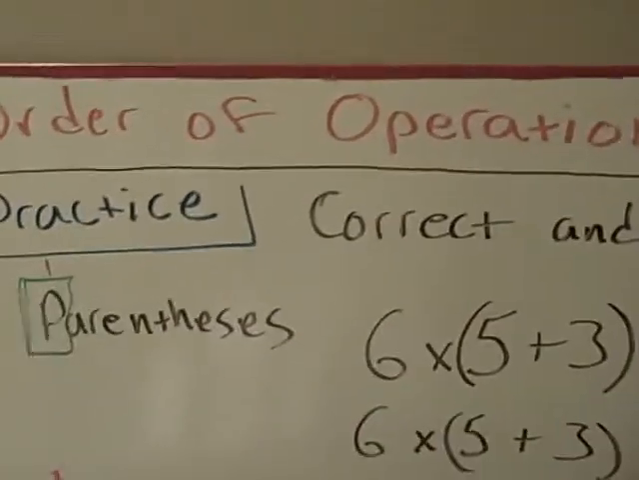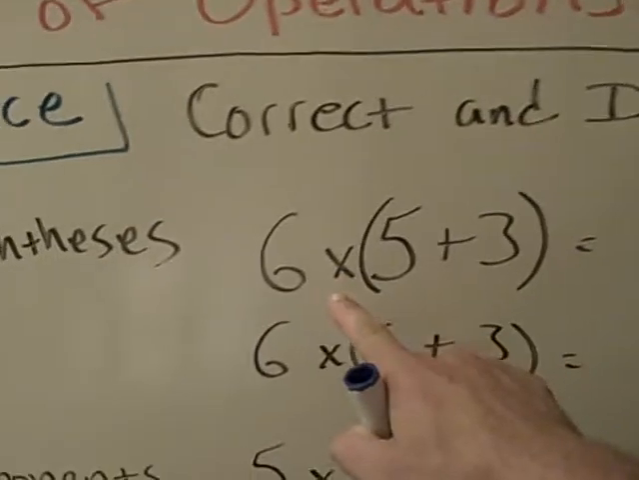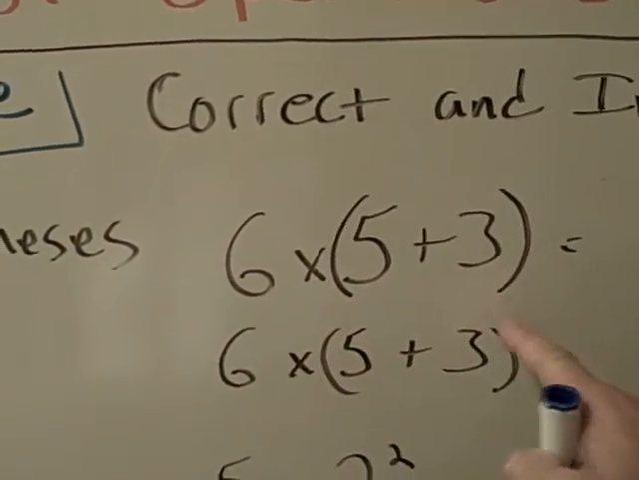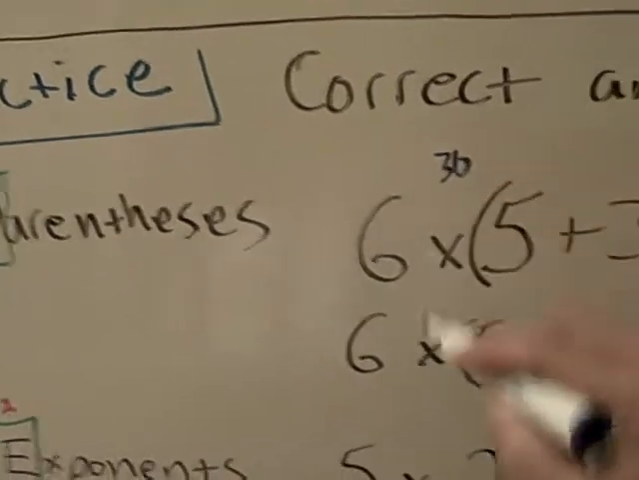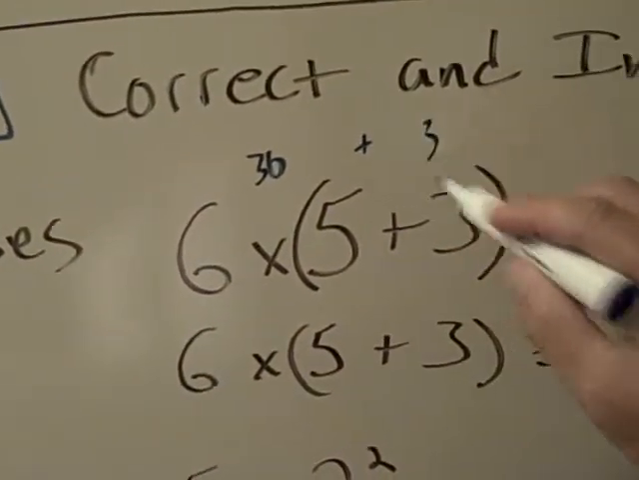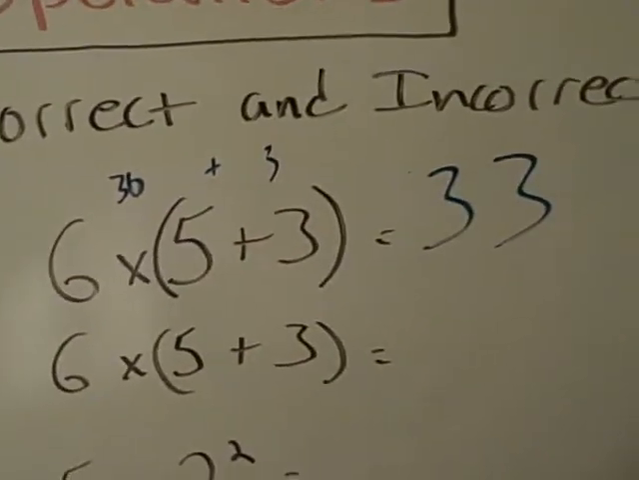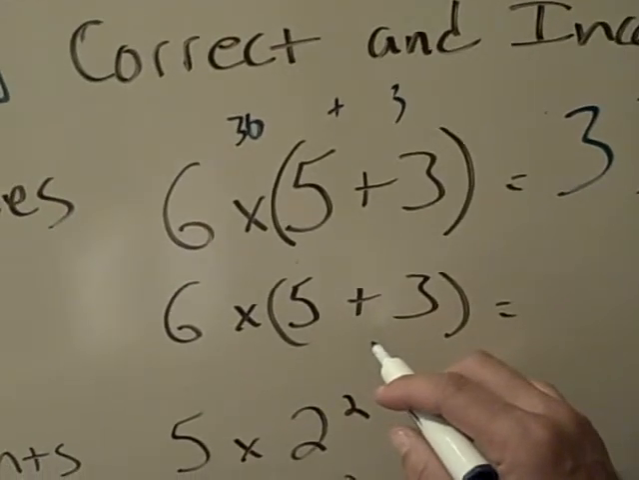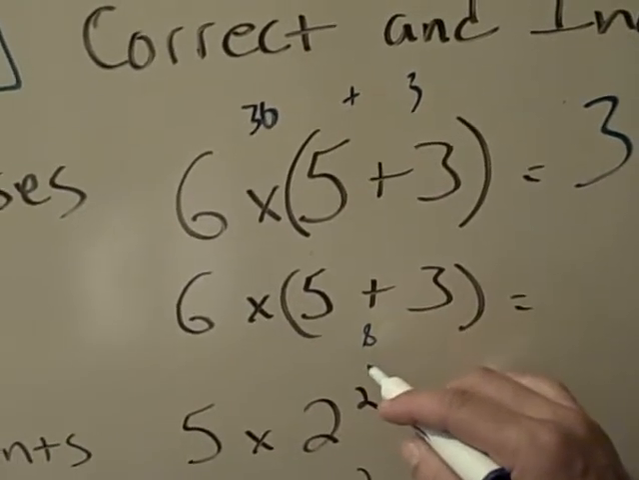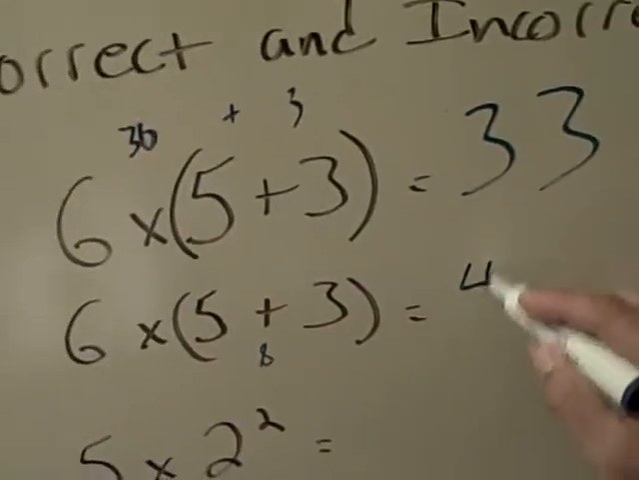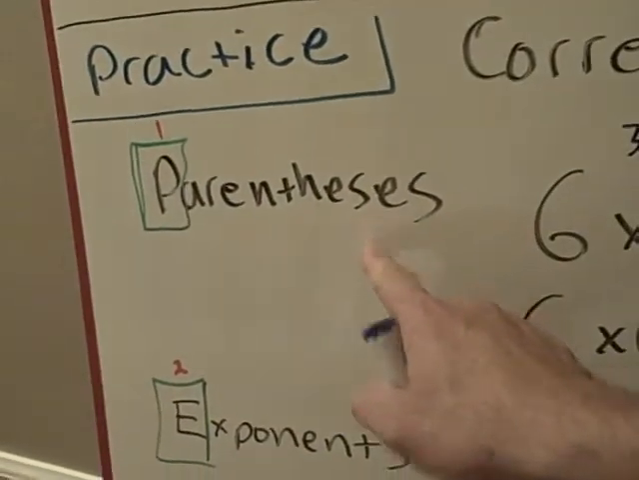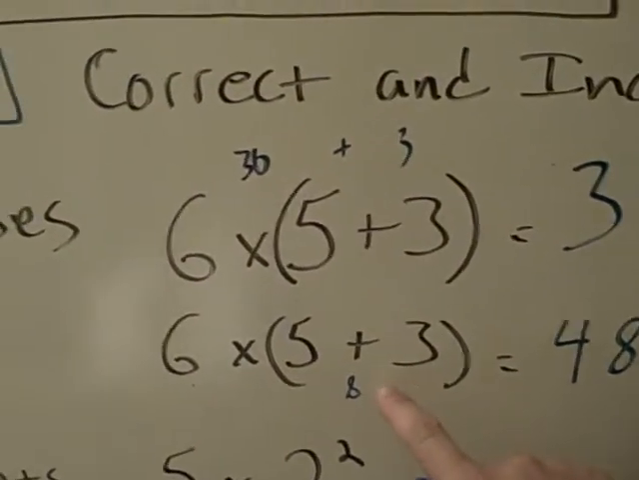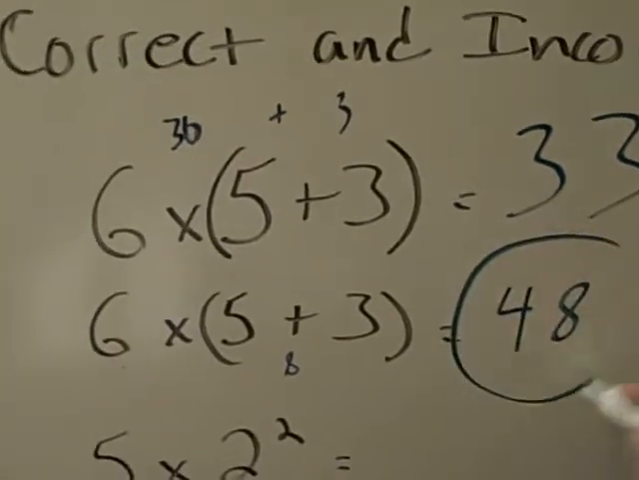Here we have a parentheses problem. We have 6 times 5 plus 3. Now, if I did it where I just did the 6 times 5 first, 6 times 5 is 30, and then plus 3 is 33. That's one way to do it. Now, how about if I did the thing in parentheses first? What's 5 plus 3? Well, that's 8. What's 6 times 8? Well, that's 48. So we got 2 different numbers. Which one's the right one? Well, only if I did the thing in parentheses first, according to my PEMDAS, or please excuse my dear Aunt Sally, I would know I would have to do this first. So 48 is the correct answer.